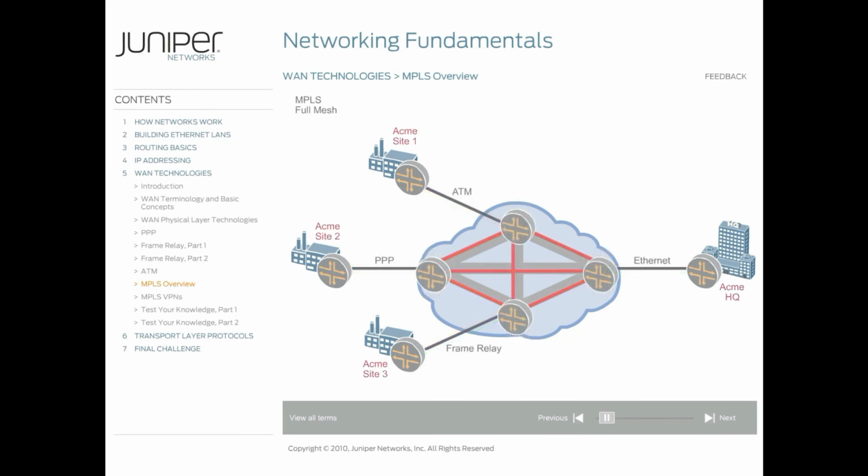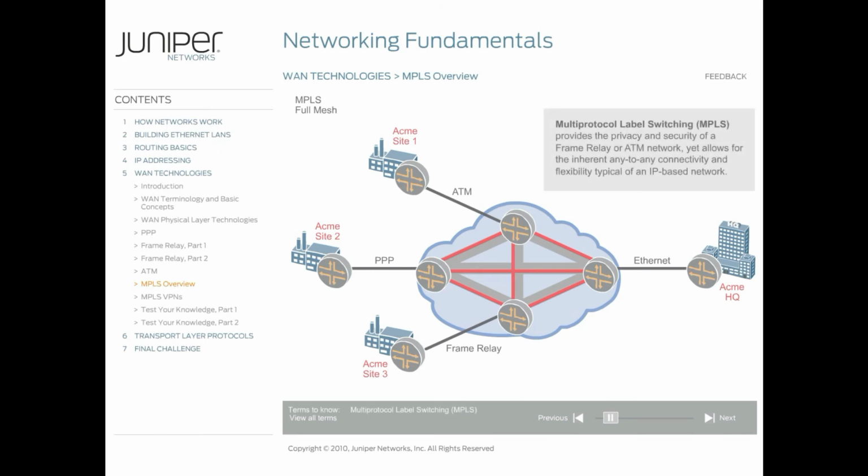What if Acme Company could have a single physical connection to its WAN service provider, send IP packets, and get VPN services, regardless of the provider's Layer 2 protocol, whether it is frame relay, ATM, PPP, or even Ethernet? And best of all, what if it could have all of these benefits with minimal investment and effort, leaving the provider to establish and manage the interconnections or mesh? That scenario is what multi-protocol label switching, or MPLS, is all about.